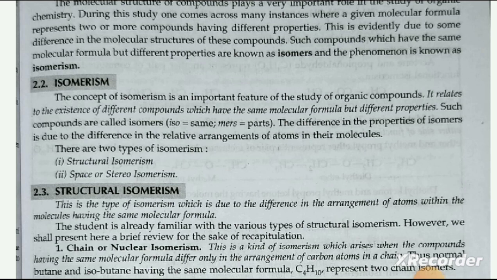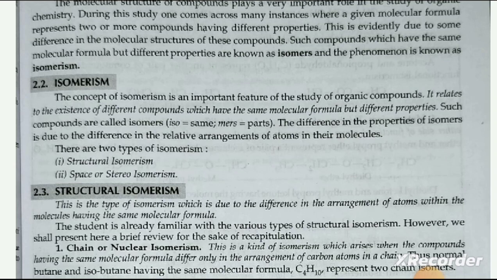It relates to the existence of different compounds which have the same molecular formula but different properties. Such compounds are called isomers. Iso equals same, mers equals part. The difference in the property of isomers is due to the difference in the relative arrangement of atoms in their molecules. There are two types of isomers. First, structural isomers. Second, space or stereoisomerism.